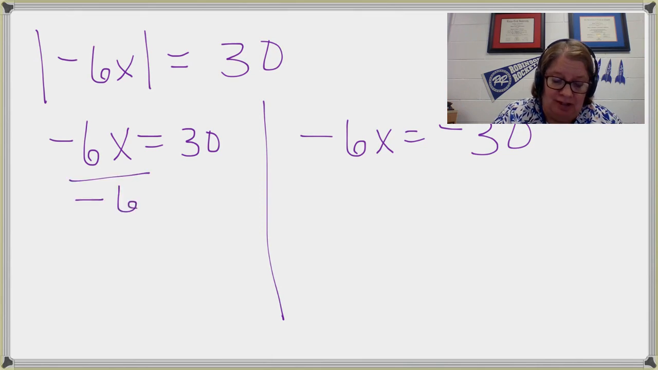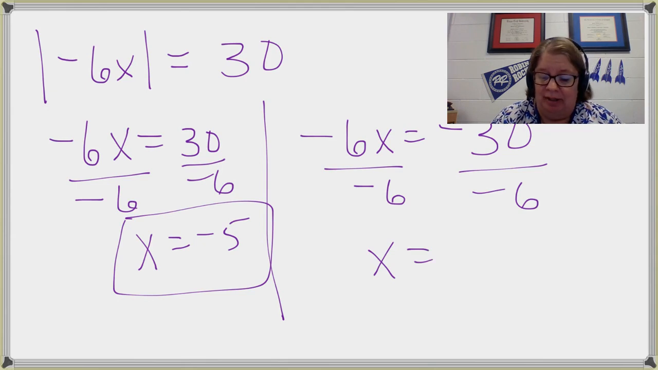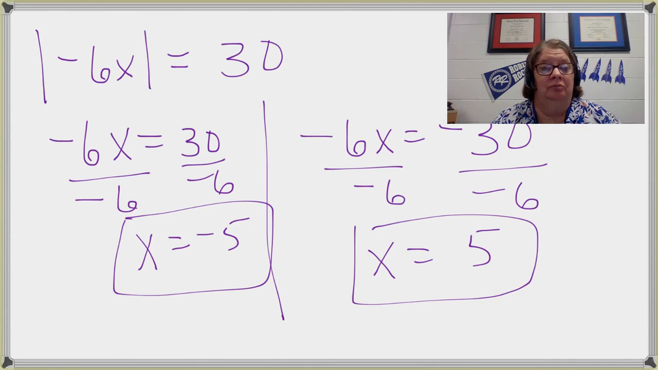To solve it, divide both sides by negative 6. Remember that negative divided by negative is positive. And there are your two solutions. Okay, split it into two, solve it. You can check it.